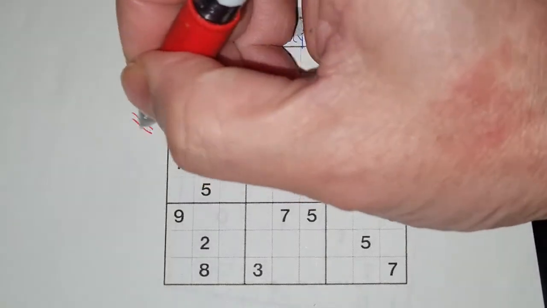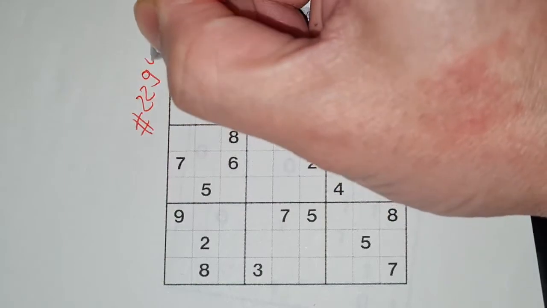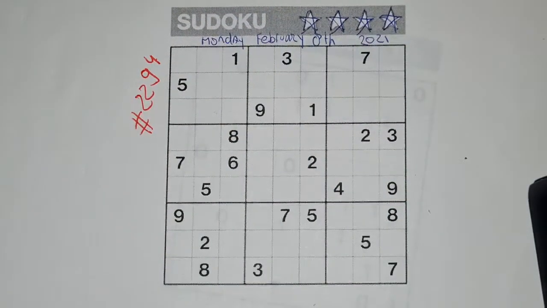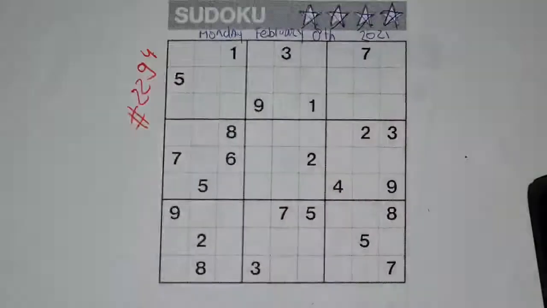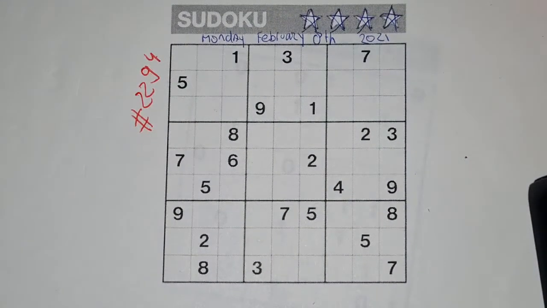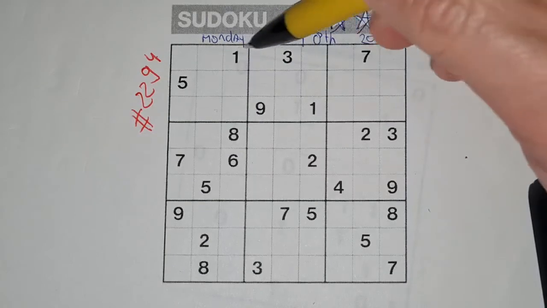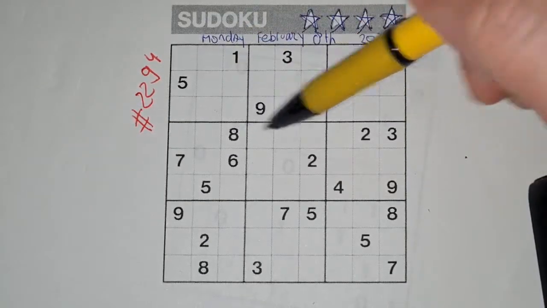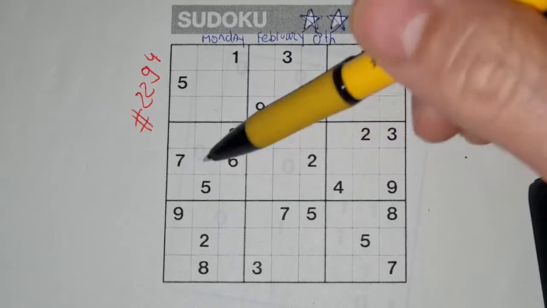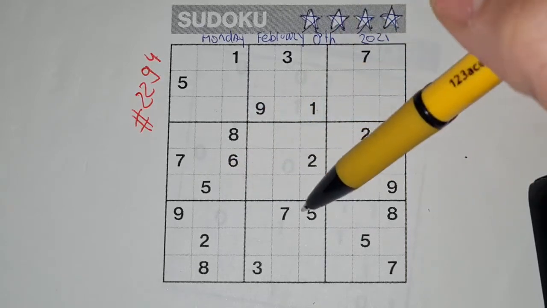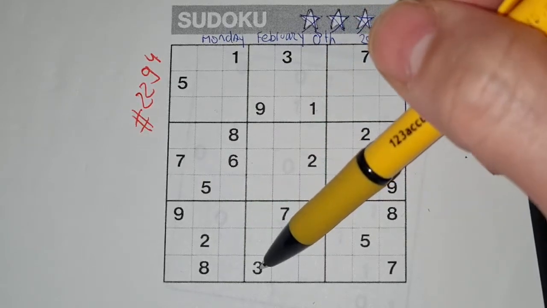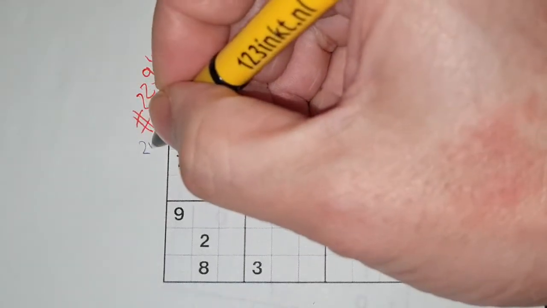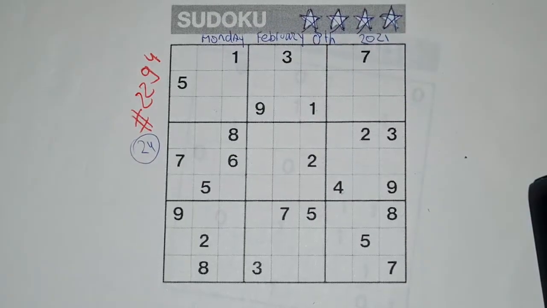This Sudoku will be number 2294, I believe. Let me check. 2294, is this correct? 9 3, yes, 2294. And let me count the printed digits. 1, 2, 3, 4, 5, 6, 7, 8, 9, 10, 11, 12, 13, 14, 15, 16, 17, 18, 19, 20, 21, 22, 23, 24, correct. 24 printed digits. Alright, so let's get started.